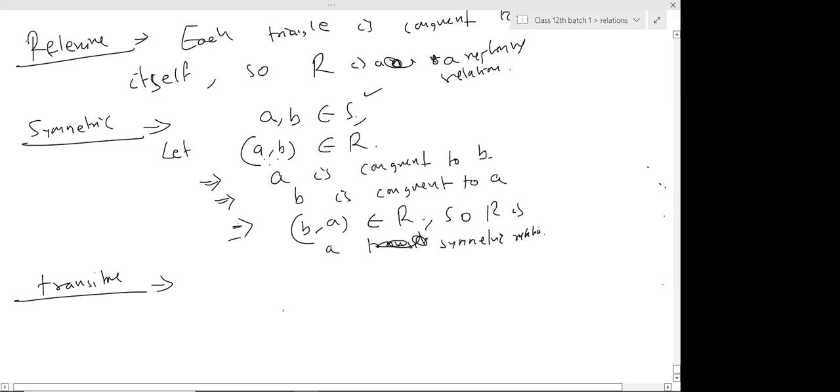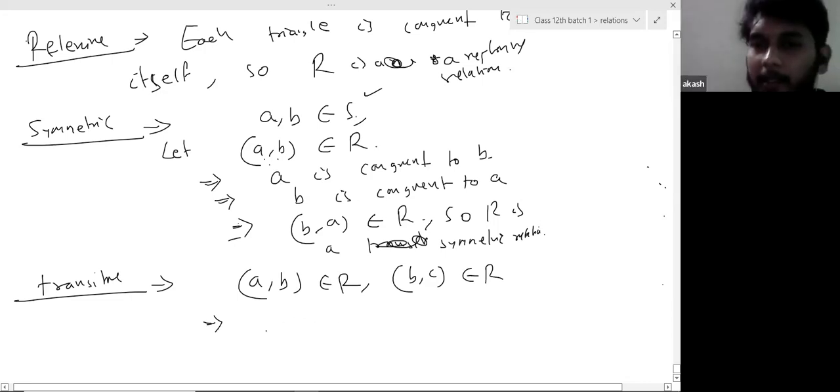So let A comma B belong to R and B comma C belong to R. This implies that A comma C also belongs to R. Right, but again, you missed a couple of lines here. First, you have to mention that let A, B, and C belong to S. A, B, and C are triangles. That you have to clarify. Now this line is perfect.